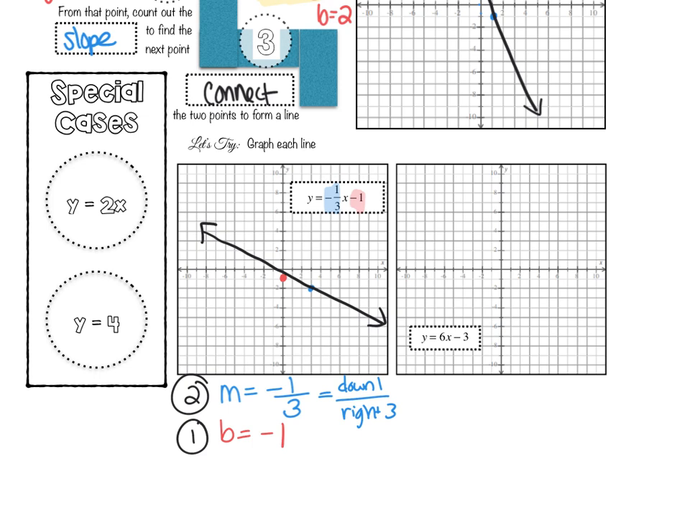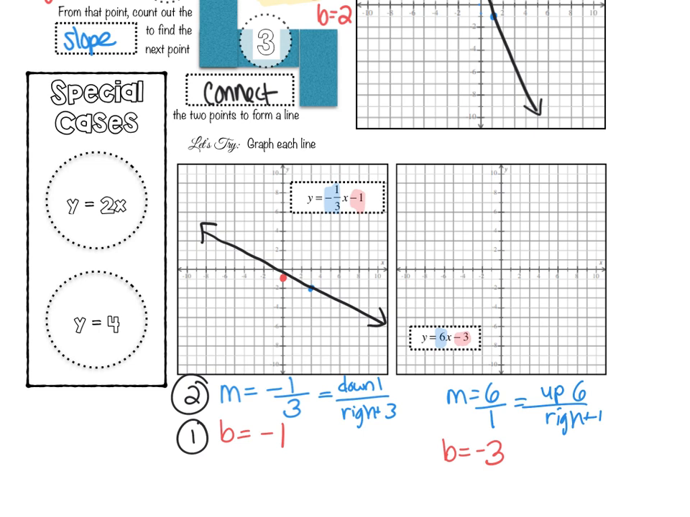In the next example, we have the slope, the number that's with the x, is 6. Our m is 6. And we have our b is negative 3. So our m is 6 over 1, because I want it to be a fraction, and our b is negative 3. So remember, 6 over 1 as a slope, rise over run, means I'm going to go up 6 and right 1 because they are both positive.